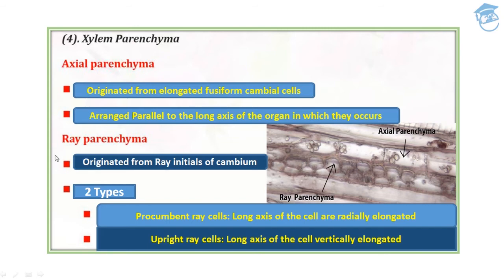Then comes another type of xylem parenchyma, and that is ray parenchyma. It originates from ray initials of cambium. Cambium is found between xylem and phloem. Okay, and there are two types of ray parenchyma. First is procumbent ray cells and second is upright ray cells. So what are procumbent ray cells? They are cells whose long axis is radially elongated, and upright ray cells are cells whose long axis is vertically elongated.